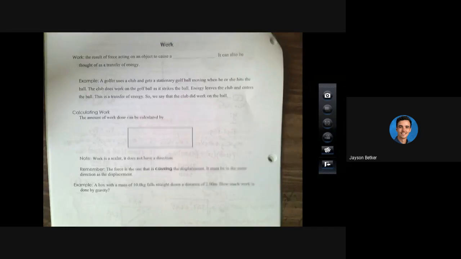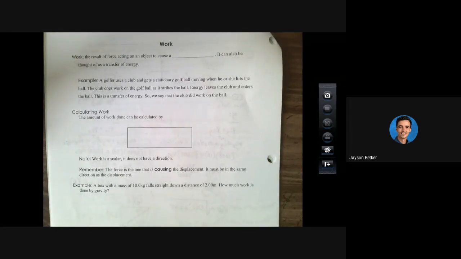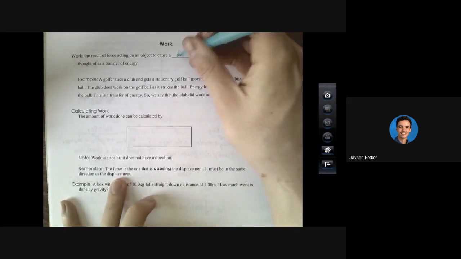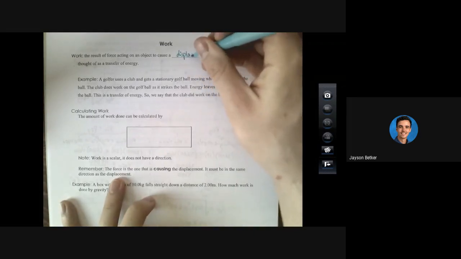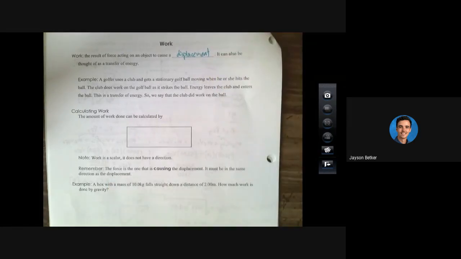Okay, well, work inside of our physics definition is, where's my mic? I don't want to cover my mic up. Work is the result of a force acting on an object to cause a displacement. So it's the result of forces acting on an object that will cause a displacement in that object. It can also be thought of as a transfer of energy. Okay, work can be a transfer of energy. We're moving an object by applying a force to it.